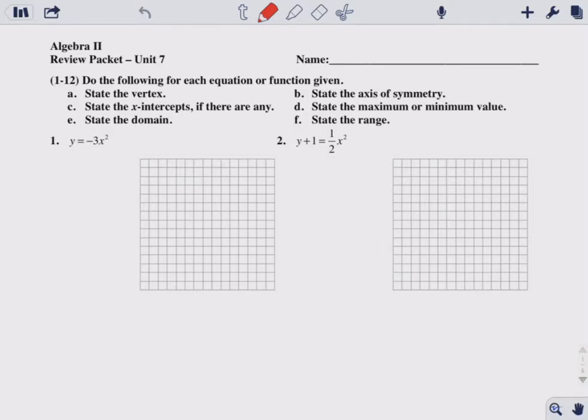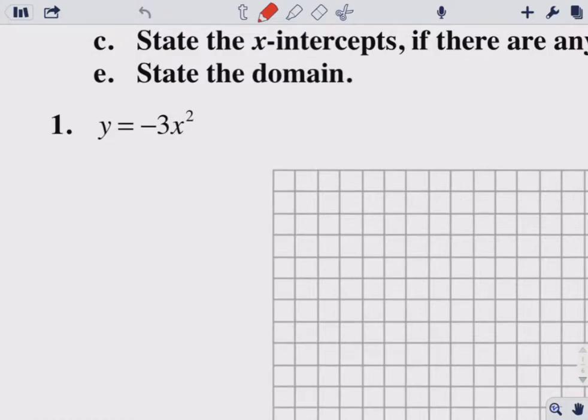Okay, this is page 1 of the review for Unit 7. We've got to state the vertex, state the axis of symmetry, state the x-intercept, state the max or min, state the domain, state the range, and then I forgot to put in here graph, but we also want to do that too. So first thing, we need to recognize the form.